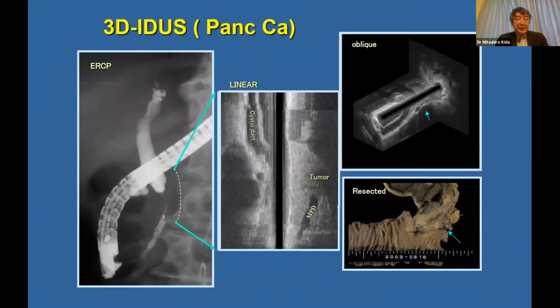Using 3D IDUS, we can evaluate the radial image as well as the reconstructed linear image like this. Pancreas cancer is embedded into the bile duct and interrupts the MPD. We can see both findings at the same time.